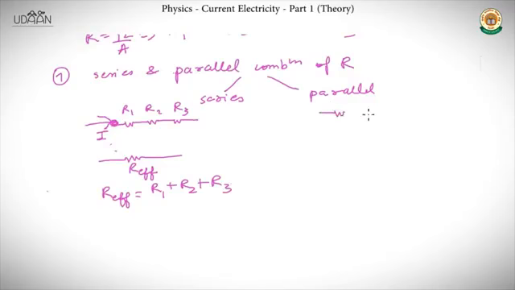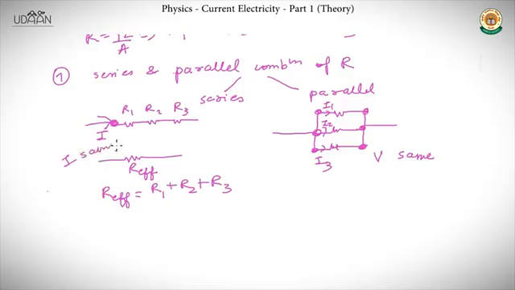When I come to parallel combinations, when resistors are connected in parallel, they are connected like this. The potential across each of them is the same because they are connected across the same ends, but the current varies. Here I1, I2 and I3. The current varies, but the potential remains the same. Here the effective resistance of three resistors in parallel, R1, R2, R3, is given by the relation: 1 upon R effective is equal to 1 upon R1 plus 1 upon R2 plus 1 upon R3.